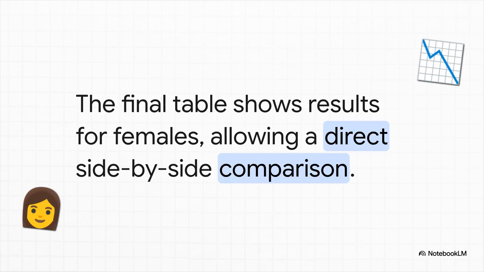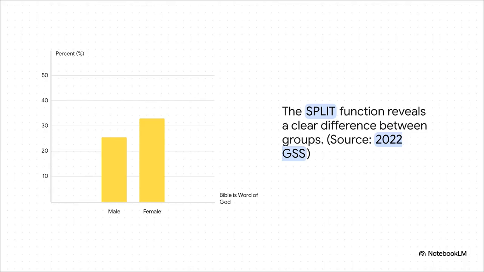And here it is, the answer to our question in a nice, clear chart. The data shows that 33.1% of women believe the Bible is the literal word of God. But for men, it's only 25.6%. That's a pretty interesting difference. And by using that split function, we found our answer with hard data.